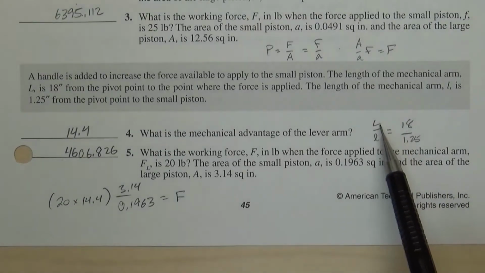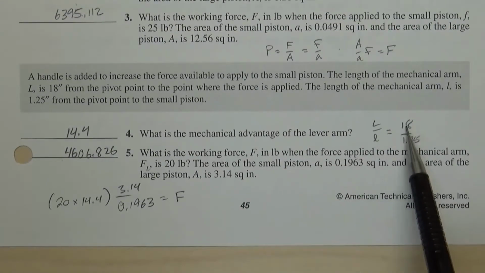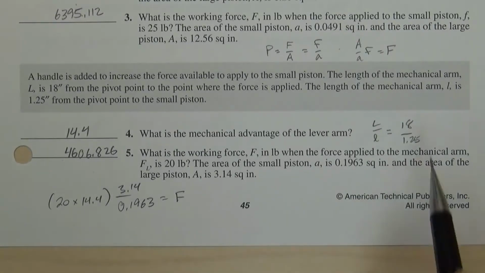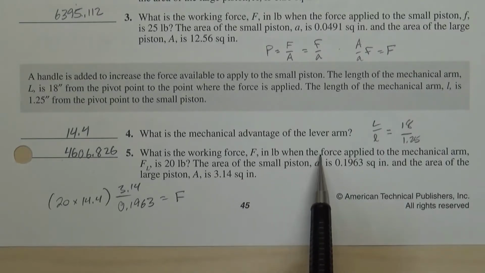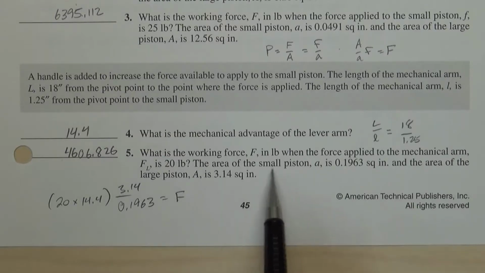So if I just take the length of the big arm divided by the length of the little arm, that's 18 divided by 1.25. That's the mechanical advantage. So if you know one force, you can use this mechanical advantage to find the other one. And I get 14.4. What is the working force F in pounds when the force applied to the mechanical arm is 20 pounds, the area of the small piston?